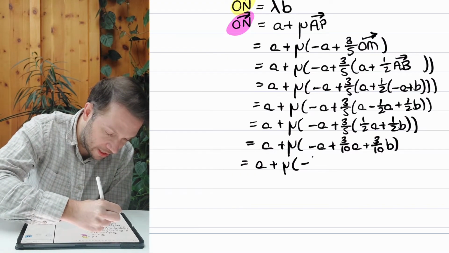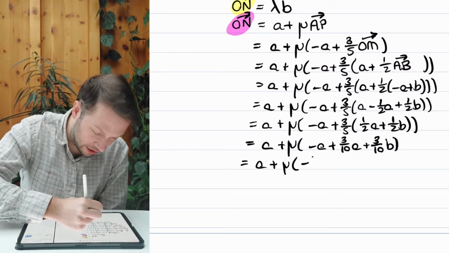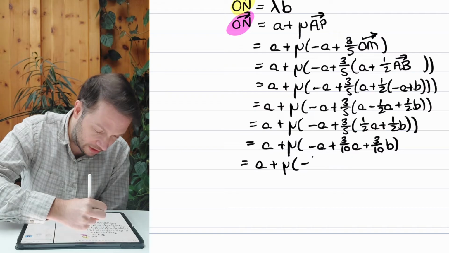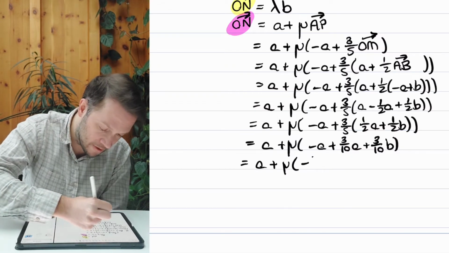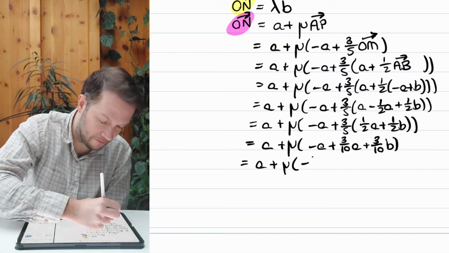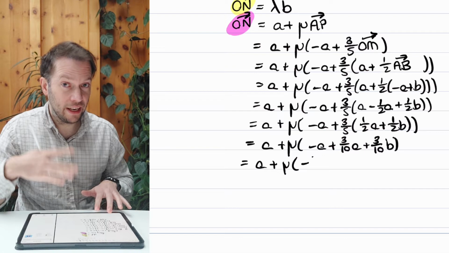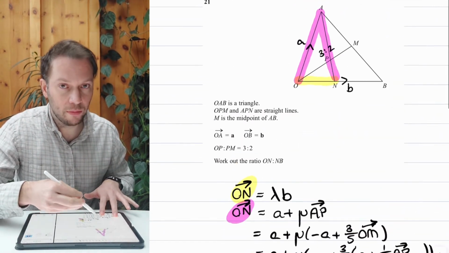Got 3/10 B. And then finally, we need to expand out this final bracket. So we've got minus 7/10 mu A and plus 3/10 mu B. So finally, we've got an expression for O to N using the purple route at the top here.